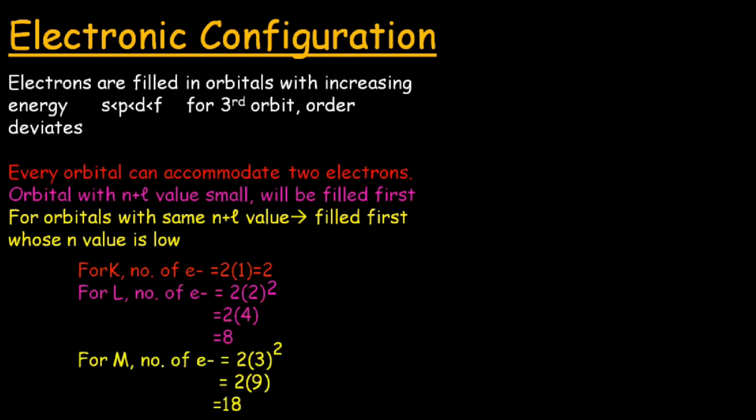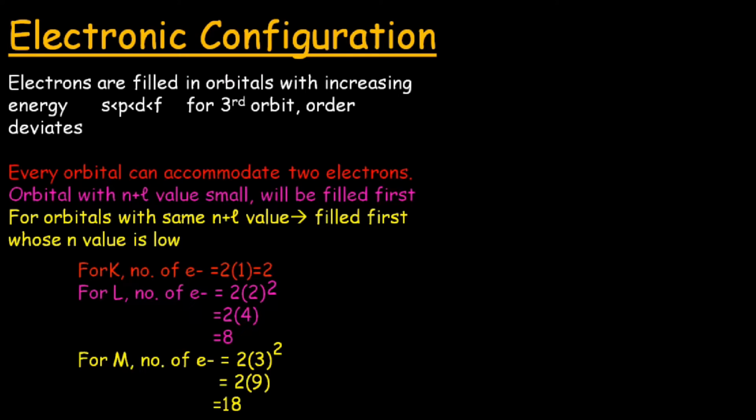The principal quantum number for the K shell is 1. Multiplying 2 with 1 squared gives us the answer 2, and we know that the K shell can accommodate 2 electrons. Same is the case with the L shell, but now you have to replace the principal quantum number with 2. It gives the answer of 8, so the L shell can accommodate 8 electrons. For the M orbit, the number of electrons that can be filled is 18.